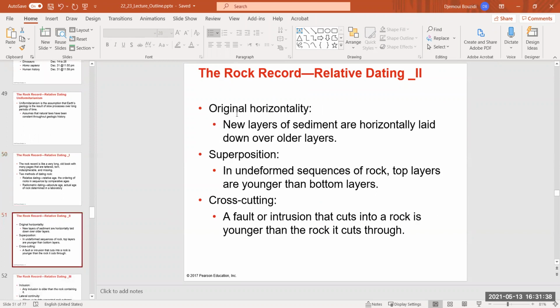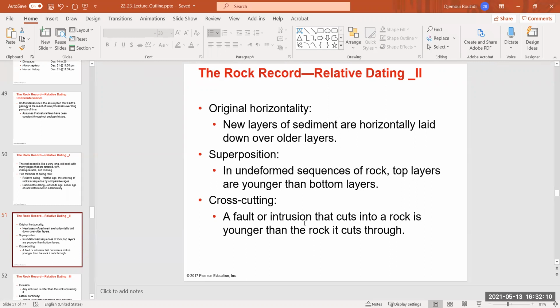So here are the rules for relative dating. One of its rules is original horizontality, meaning that new layers of sediments are laid horizontally, one on top of the other. So this is rule number one, because of the deposits. One comes on top, so the top one is usually younger than the one at the bottom, okay? Superposition: in an undeformed sequence of rock, top layers are younger than the bottom ones.